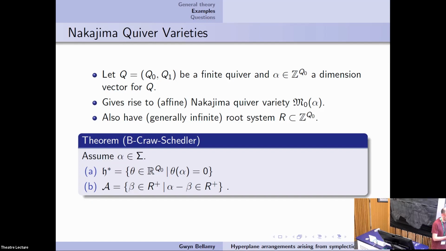So when you're in that situation, it turns out this H star is what you expect it to be. So it's just the set of all characters of your product of GLNs that pair to 0 with your dimension vector. Probably more unusual is this alpha. So, this is generally an infinite set of positive roots. You take all those roots such that it and alpha take away it are positive. So that's some finite subset. And that gives you the hyperplane arrangement for these group varieties. So these are real roots of some Kac-Moody algebra. They could be imaginary. In general, they will be imaginary actually also.